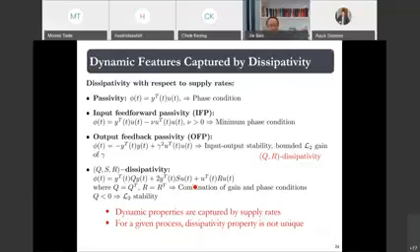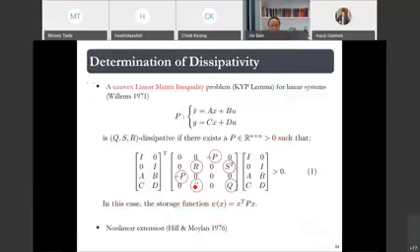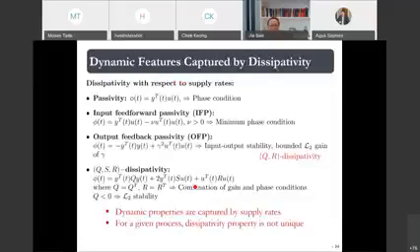Okay, so if we go back to the previous slides, it basically says that if you have a model of a linear system, how do you determine the QSR dissipativity? So the parameters Q, S and R, which is the supply rate, and also P, which is the coefficients for the storage function. So from this, you can see that the dynamic properties of a system are captured by the supply rates.